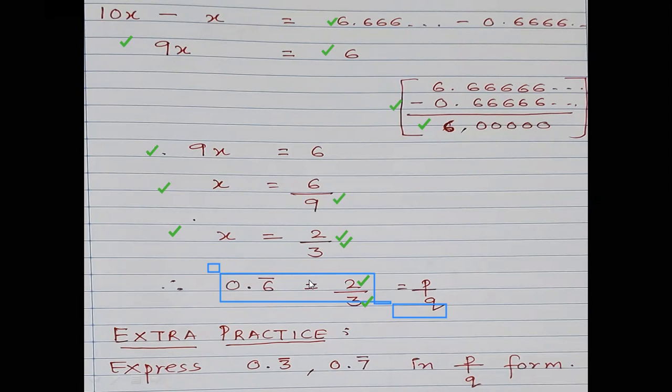For further understanding and to develop this skill, please carry out an extra practice. Try to express the numbers 0.3 bar, 0.7 bar in the form of P upon Q.